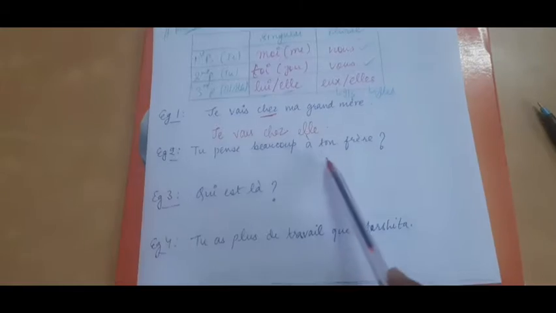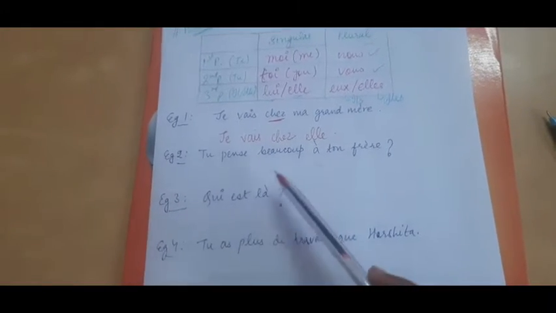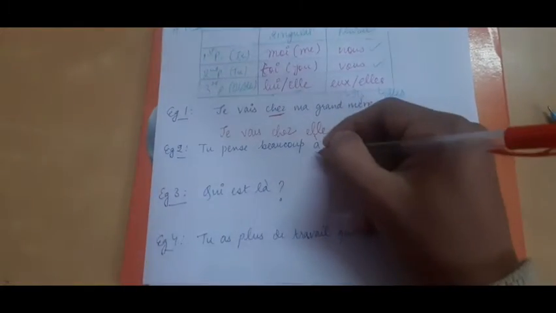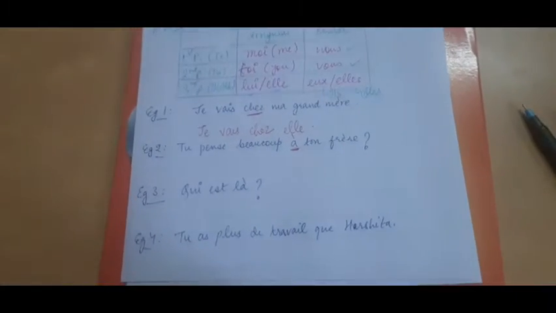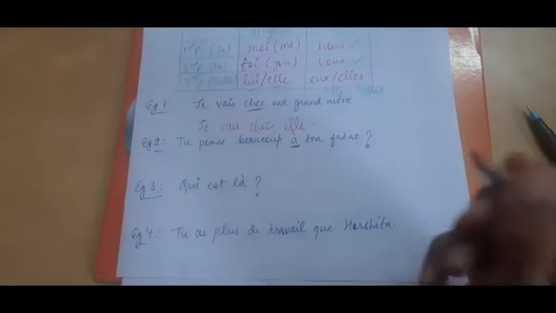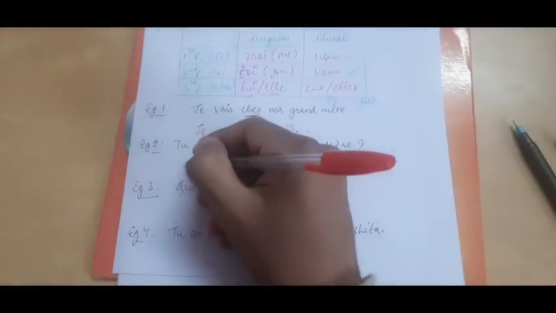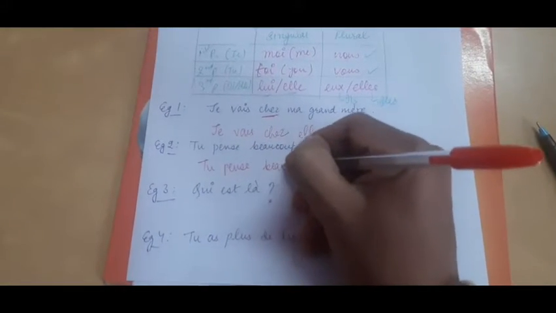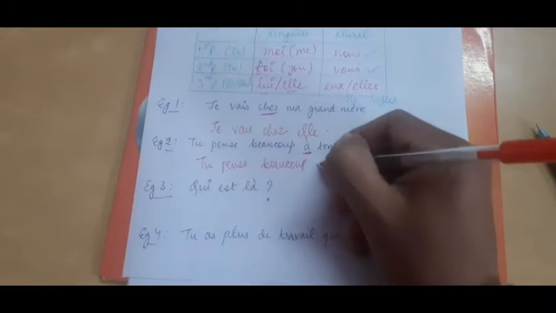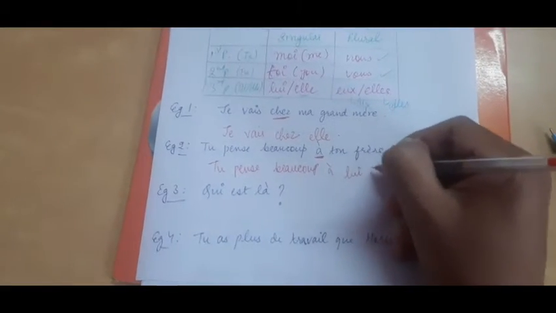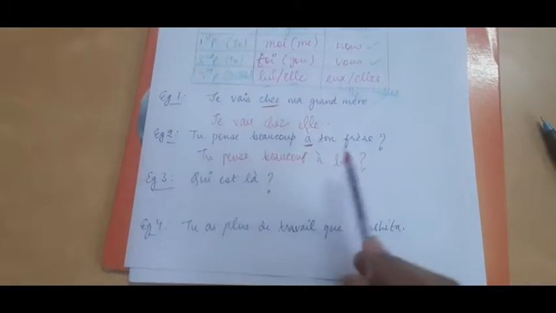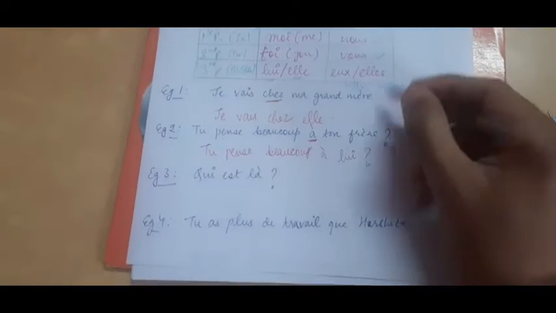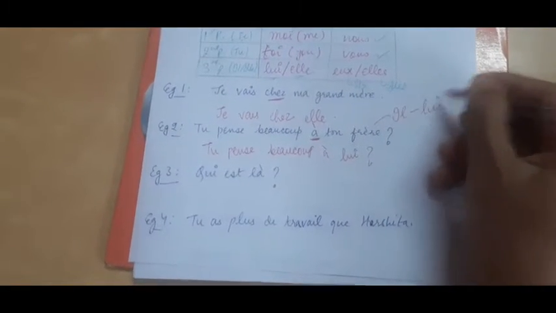Second, tu penses beaucoup à ton frère? Do you think a lot about your brother? So à, which is a preposition, indicates that we have to use le pronom tonique. So I'm going to write tu penses beaucoup à lui. Okay, this is the answer. Because frère is il, and for il we use lui.